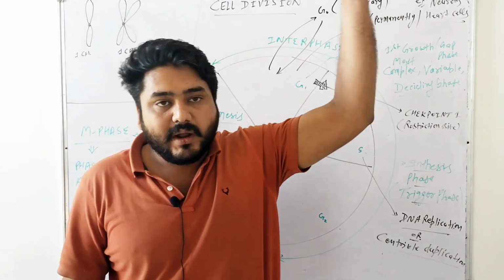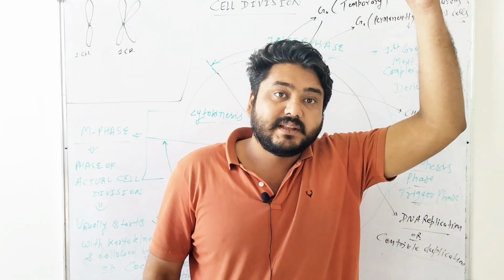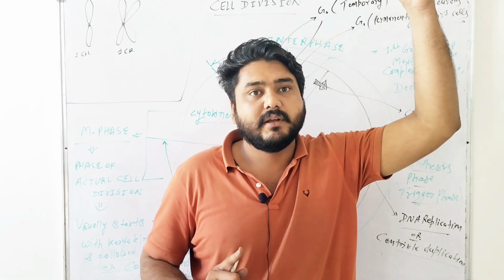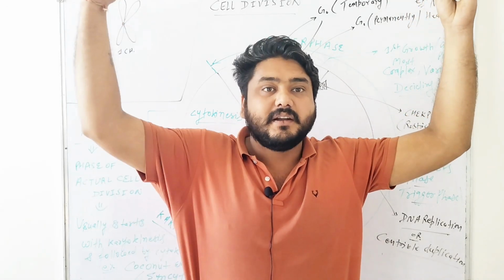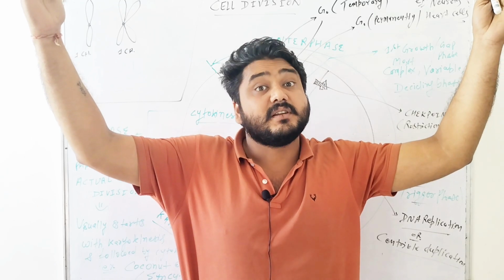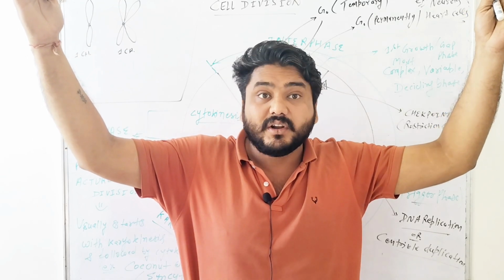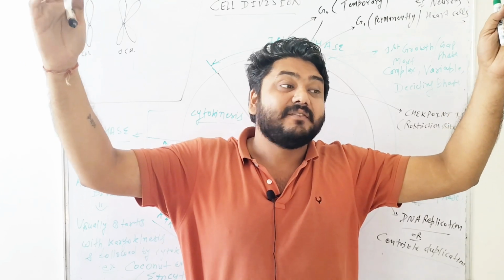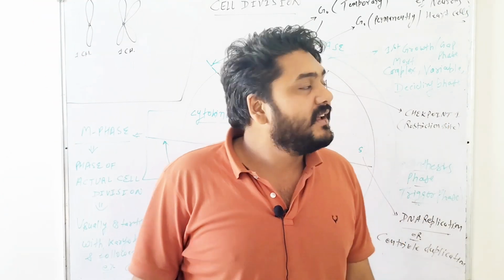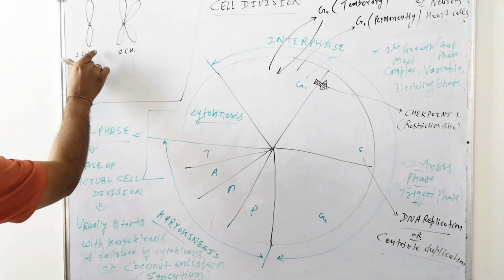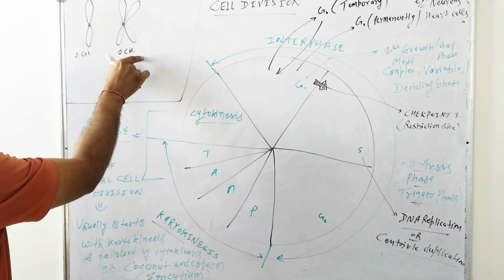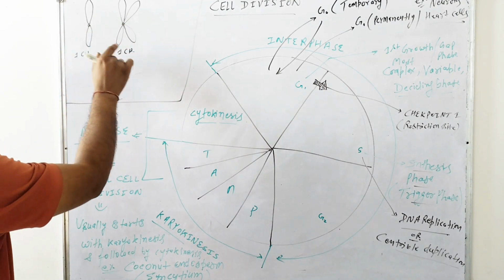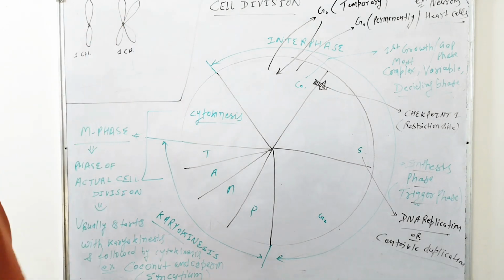For example, if I am having one hand and one leg, how many persons are there? Only one. But if I ask now, you will say the person is still one, but now the person has two hands and two legs. In the same manner, this is one chromosome with one chromatid, and this is one chromosome with two chromatids, okay?